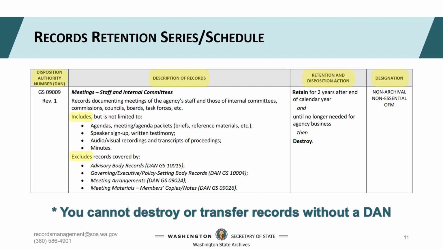Like most unique alphanumeric identifiers, DANs don't make much sense on their own. But in the context of an entire schedule, they distinguish one series from another. DANs are important to include in inventories, box content lists, or disposition logs. The description of records field is where you can expect to spend most of your time. It describes the business function and type of record that falls under that DAN.